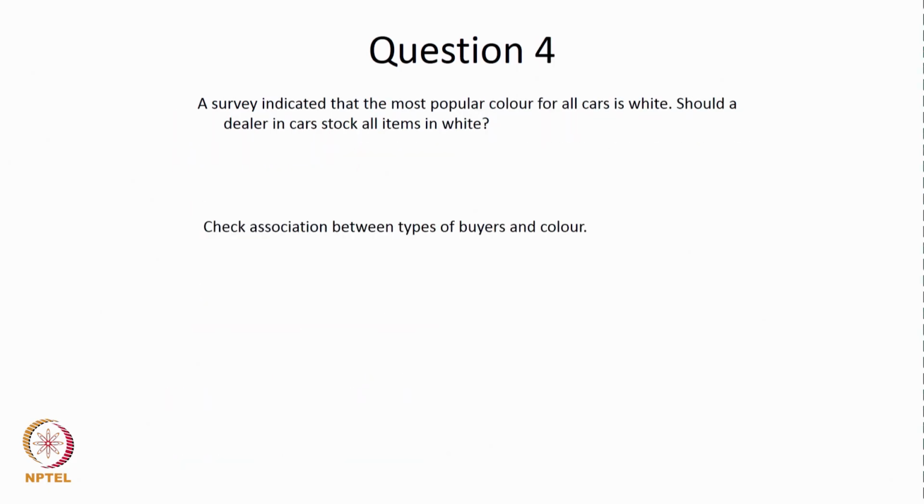A survey indicated that the most popular color for all cars is white. Should a dealer stock all items in white? Now, we need to check an association between the types of buyers and color. We might have a situation where in a certain type of buyers, white may not be preferred, or there could be lesser association, and then we have to find out, and perhaps the dealer has to stock other colors of cars as well.